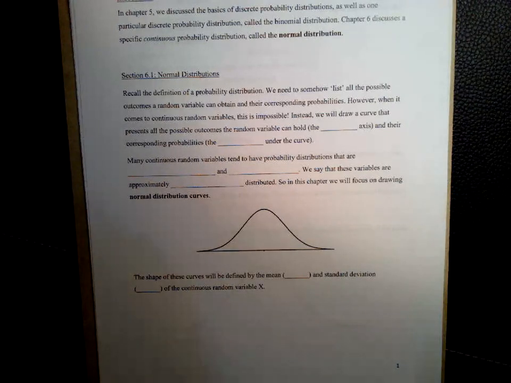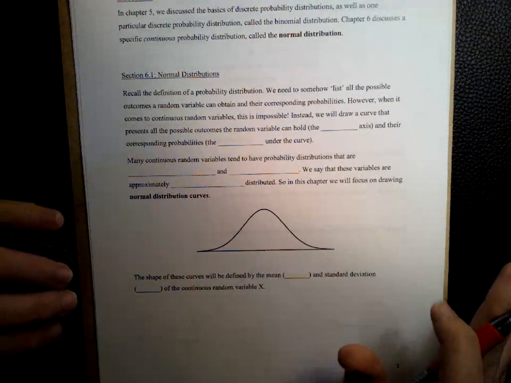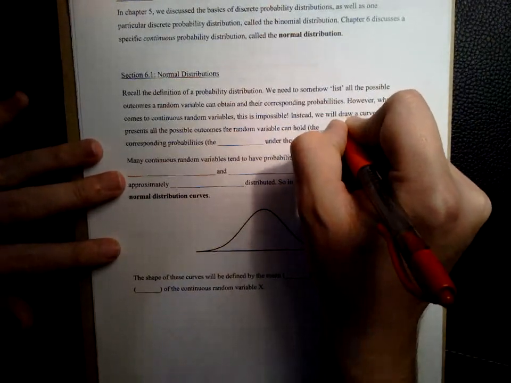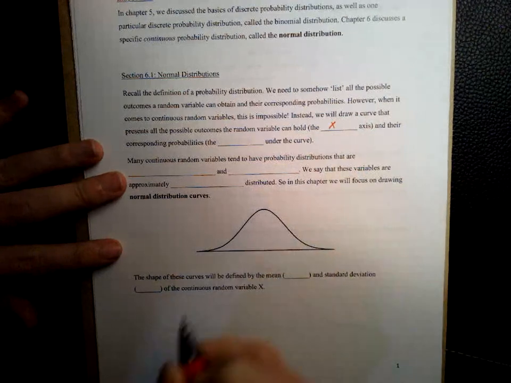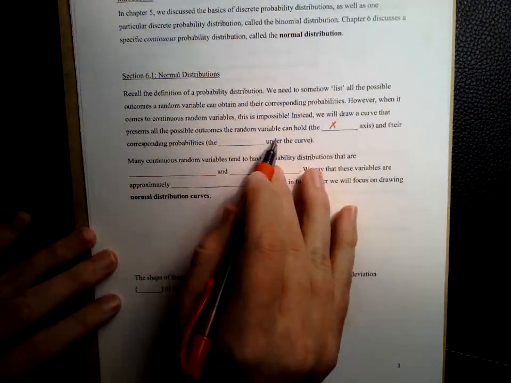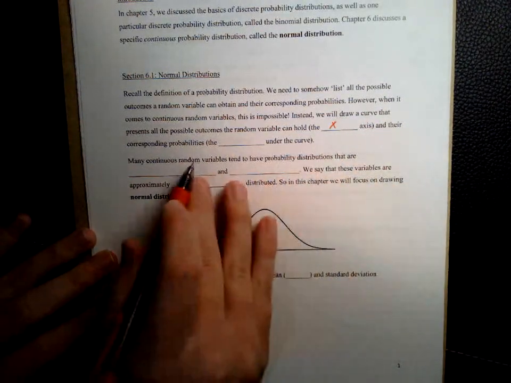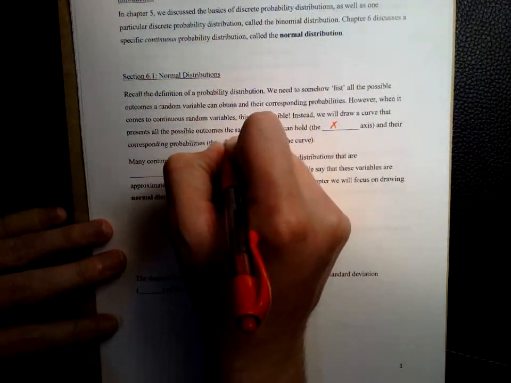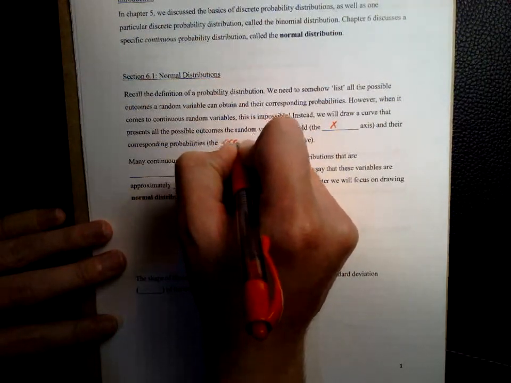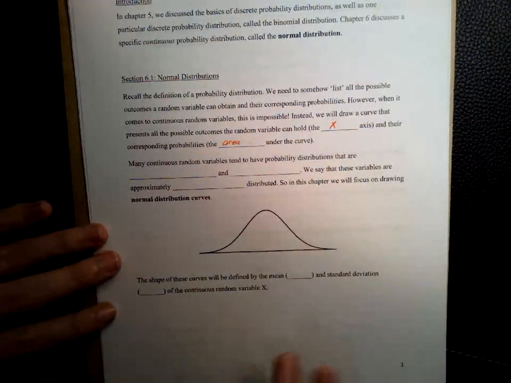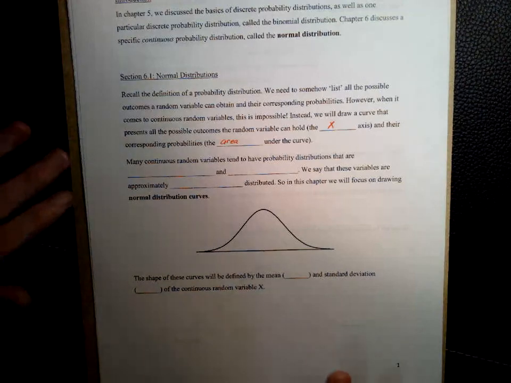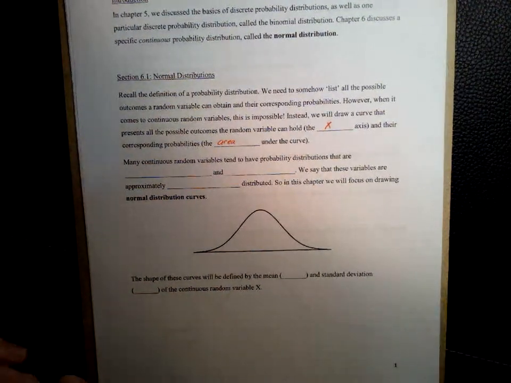Instead, we will draw a curve that presents all the possible outcomes the random variable can hold, and that will go on the x-axis. So the x-axis will be all the possible outcomes the random variable can have, and their corresponding probabilities will be represented by the area under the curve. So for a continuous random variable, think that the probability is equal to the area under that curve.